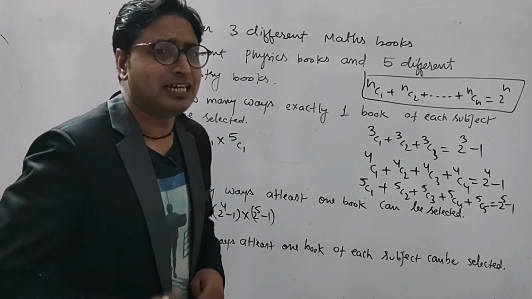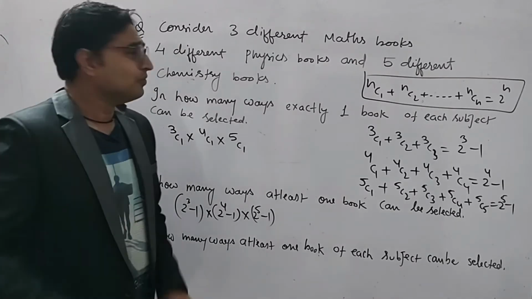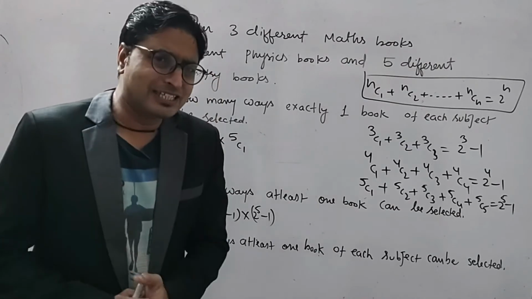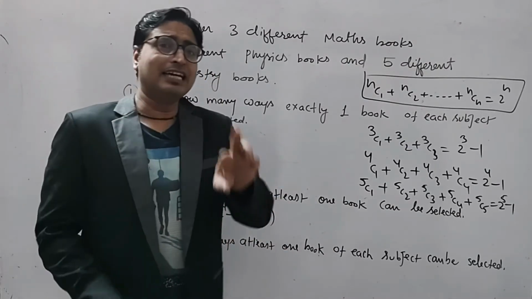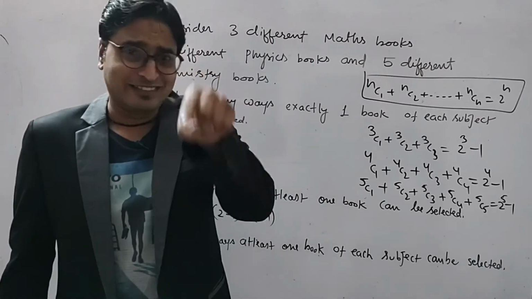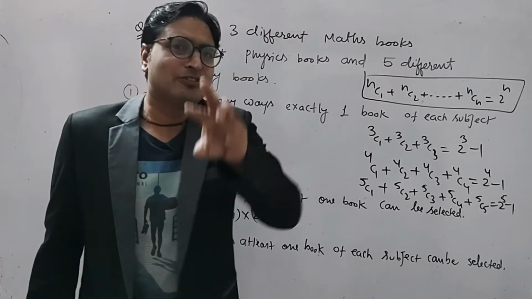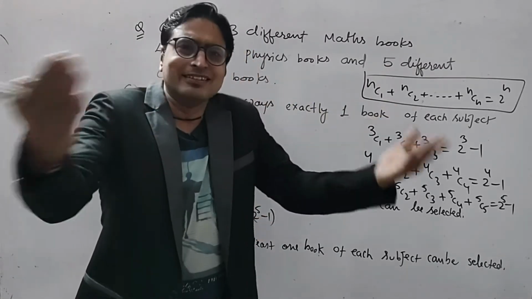Once again I will repeat this problem with the concept that I told you yesterday. In the last class, I told you, out of 3 different books of maths, how will you select at least one? If you pick up the first book of maths, then there will be 2 ways. One for selection and the other for rejection. So for the first book of maths, you have 2 ways.